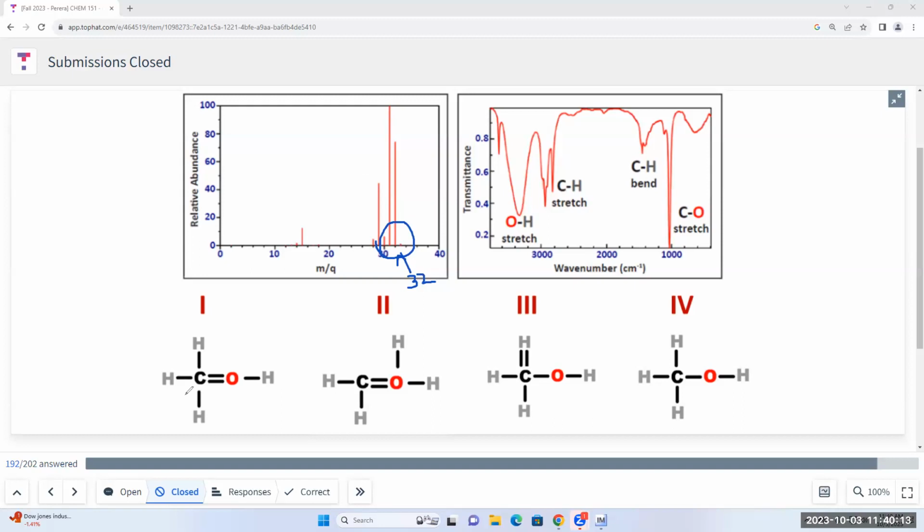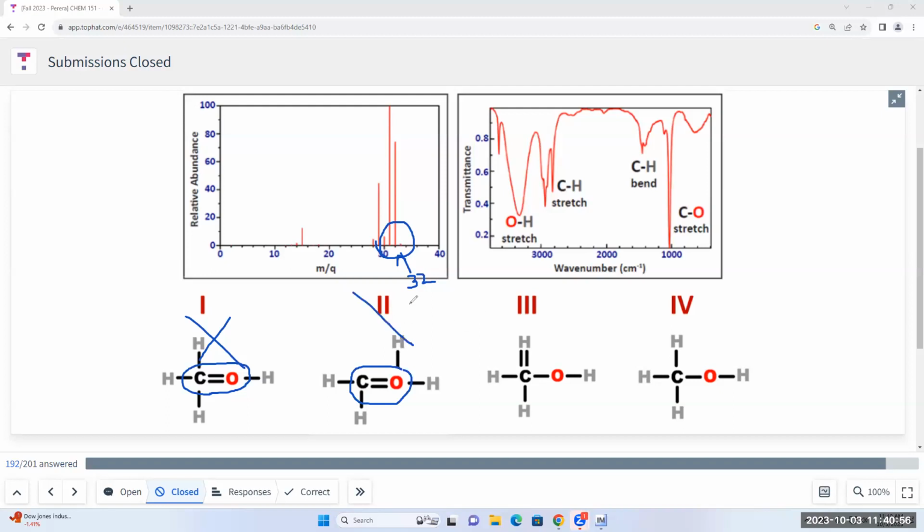Now in option 1, we see that we have OH, CH, and CO bonds. Those are the only bonds we have in this molecule. But in option 1, we have a C double bond O, a CO double bond. So do we have a CO double bond in the IR spectrum? No, we don't. Therefore option 1 is out. Why? We don't have a C double bond O in the IR spectrum. Therefore, we cannot have that in our molecule, right? And for the same reason, option 2 should be out because we have a C double bond O, which we don't see in the IR spectrum.